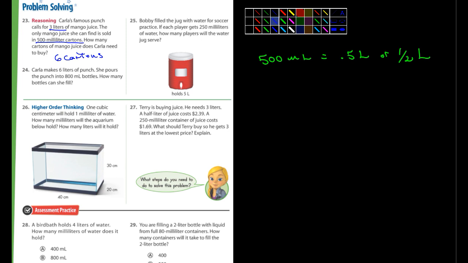Okay, let's see here. Let's do 26. 1 cubic centimeter will hold 1 milliliter of water. Okay. How many milliliters will the aquarium below hold? How many liters will it hold? Well, so first off, we need to figure out the volume. And so how would you do that? That'd be length times width times height. All right? And then when we have that in centimeters, we know how many milliliters it's holding, because 1 cubic centimeter is the same as 1 milliliter of water.